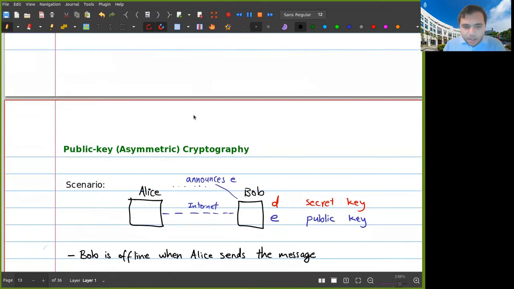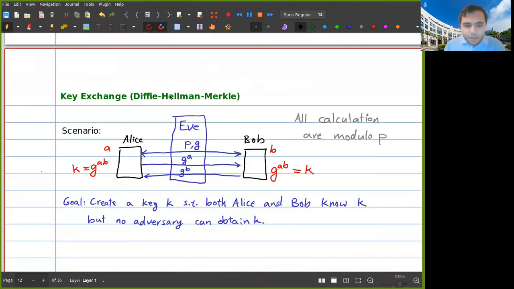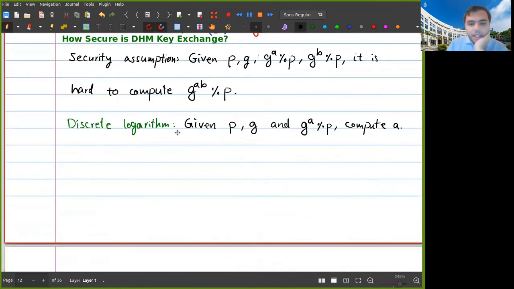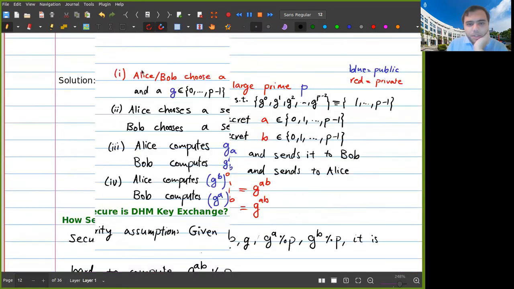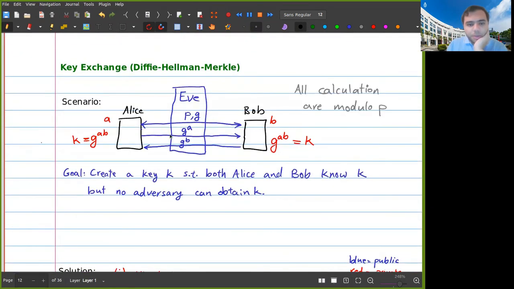Now, after talking about Diffie-Hellman-Merkle, we went on and talked about another kind of cryptography. So this was mostly for symmetric cryptography. If you remember, the idea was that we get a shared key and then we use that shared key for encryption from now on and also for decryption. And because only Alice and Bob have this shared key K, only they can encrypt and decrypt messages.